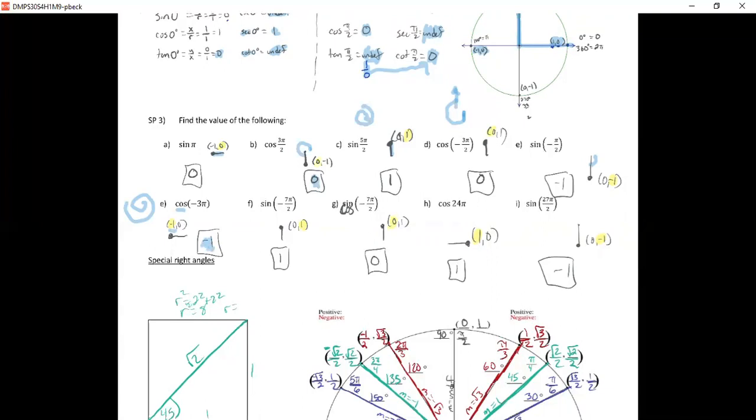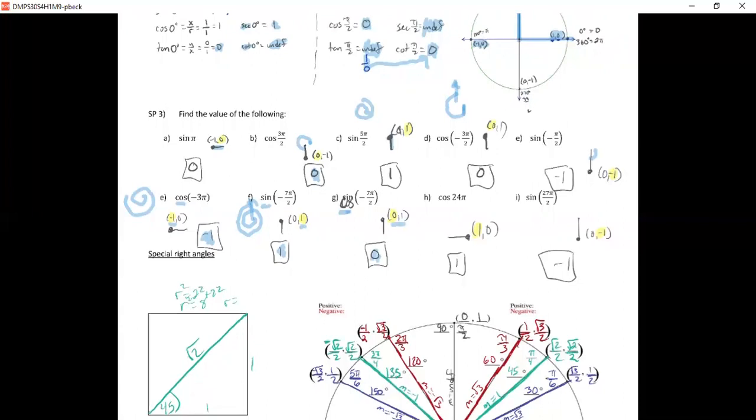-7 pi over 2. So let's go -1 pi over 2, -2, -3, -4, -5, -6, -7 pi over 2. That means that we're going upwards, which is associated with the coordinate 0, 1. Sine is the y value, which is 1. And unfortunately, there's a typo, that both of those should not be sine. So I changed it to cosine, and that means that we're still at the same point. Cosine is our x value, which is 0.